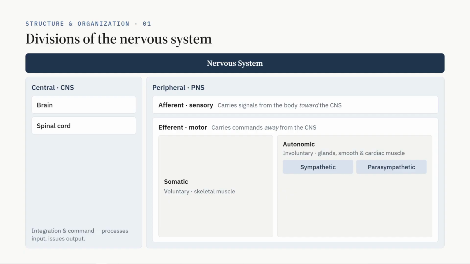The PNS splits by direction of traffic. Afferent fibers carry sensory information toward the CNS. Efferent fibers carry commands away from it. Efferent then splits again into somatic, voluntary control of skeletal muscle, and autonomic, the involuntary control of glands, smooth muscle, and cardiac muscle. And the autonomic branch splits one last time into sympathetic and parasympathetic. Notice this nesting previews the rest of the module. Those last two boxes, parasympathetic and sympathetic, are exactly where we'll spend part 4.